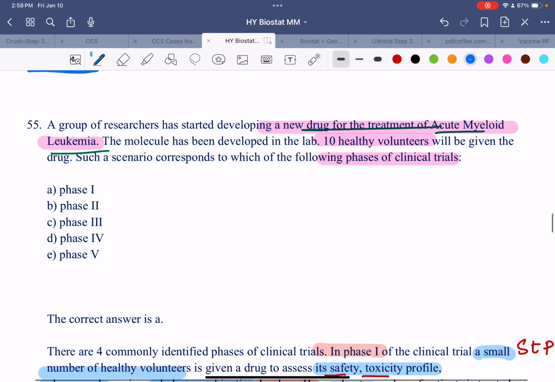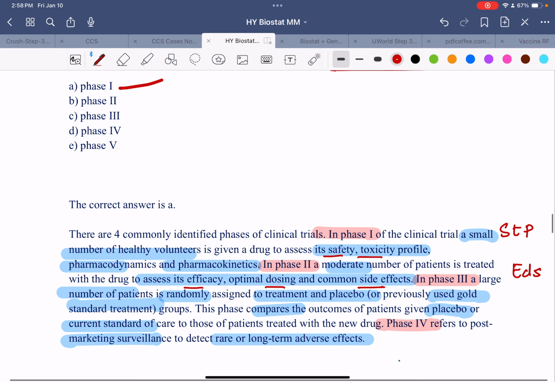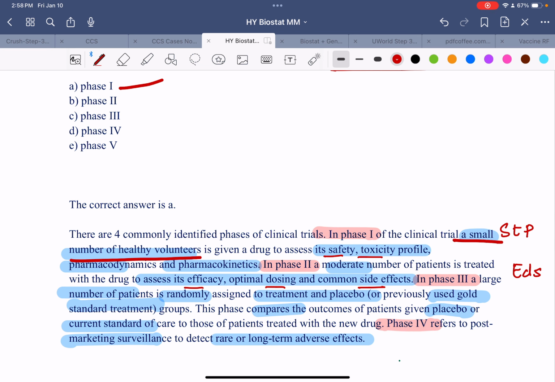A group of researchers are developing a new drug for the treatment of AML, and the molecule has been tested on 10 healthy volunteers. So there are no disease patients, they're just healthy volunteers. Then the phase of clinical trial would be, the correct answer is A, phase 1. So if they tell you that there is a small number of healthy volunteers, that is phase 1.